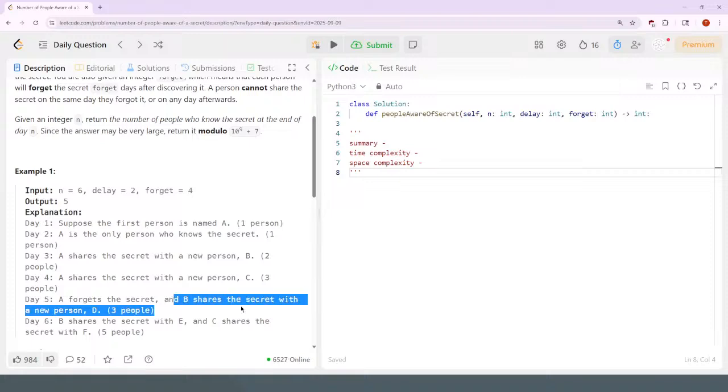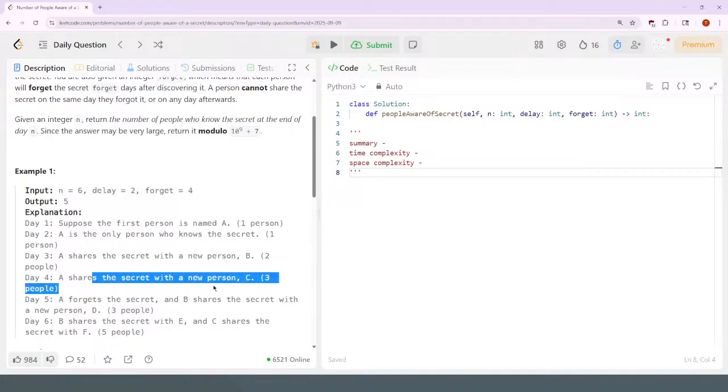B shares a secret with another person. So it got down to 2 between day 4 and day 5, because A forgot it, and A also was part of this day 3. So there's only one person that still remembers the secret, and that one person shares it. So it's now minus 1 plus 1, so it's now 3 still.